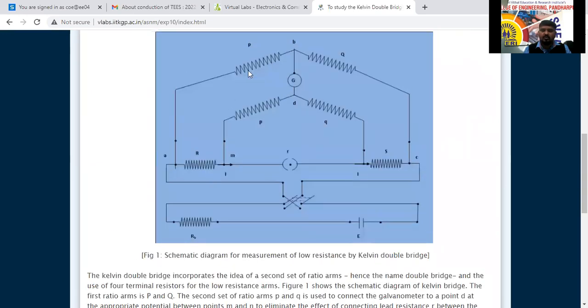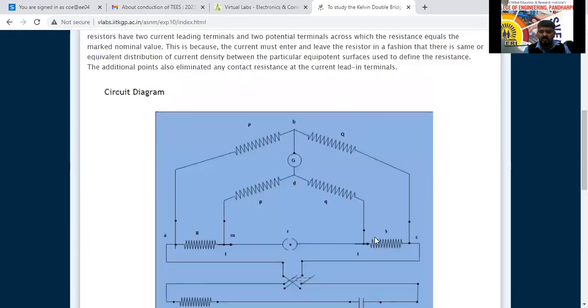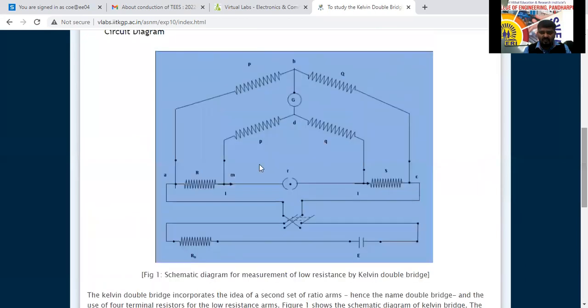So R equal to PS divided by Q we can consider here. This P into S divided by Q. Or suppose this is the unknown resistance, then R into Q divided by P we can consider like that also. Which one we are going to consider as unknown resistance? Based on that, the actual formula is, you can write anything here.